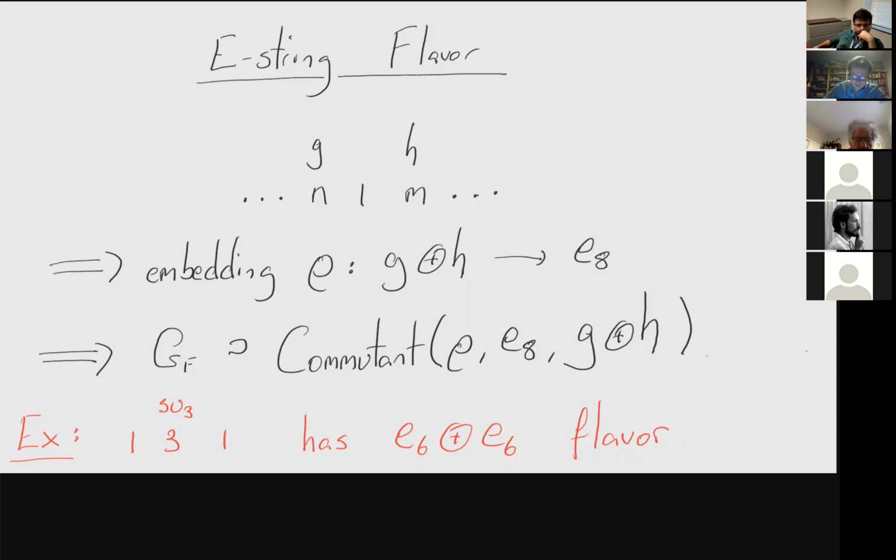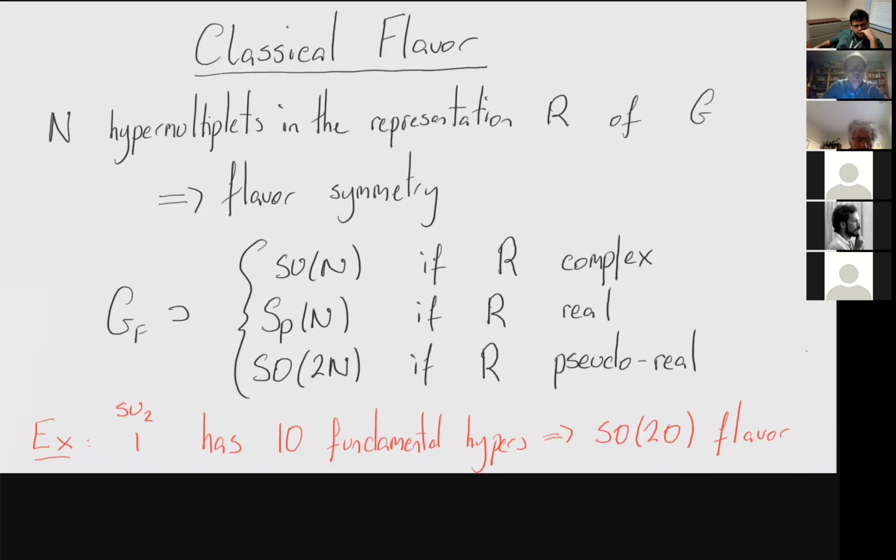So that's one way of getting flavor symmetry. The other way is a little bit more obvious, which is if you have a theory with 8 supercharges and you have n hypermultiplets transforming in a particular representation of some gauge algebra, then you have a flavor symmetry group which just rotates those hypermultiplets into each other. And what particular rotation group this is depends on the reality of the representation of choice. So you can have SU(N) if R is complex, Sp(N) if R is real, or SO(2N) if R is pseudo-real.